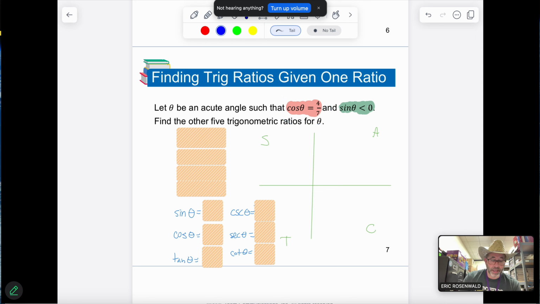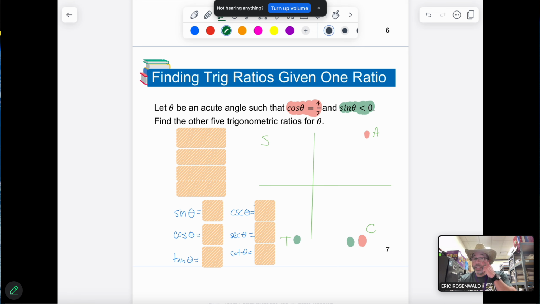Now when you look at that, this is a positive value. And the question is, where is cosine positive at? Well, cosine is always going to be positive in this quadrant and in this quadrant. Okay? When we look at the sine of theta, they tell us that it's less than 0, which means if it's less than 0, it's obviously going to be a negative value. Well, where is sine negative? Sine is negative in the third and the fourth quadrant. It's positive in that second quadrant.